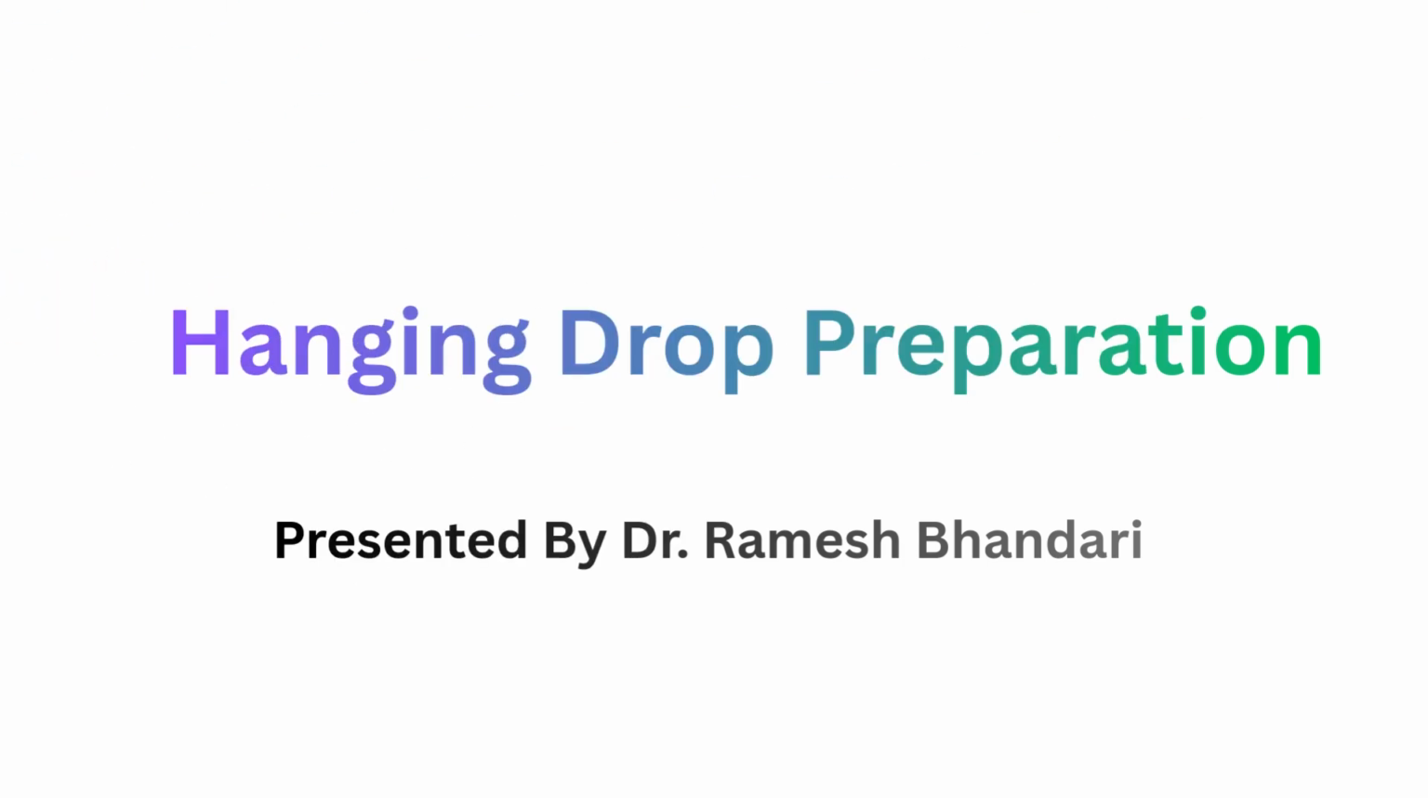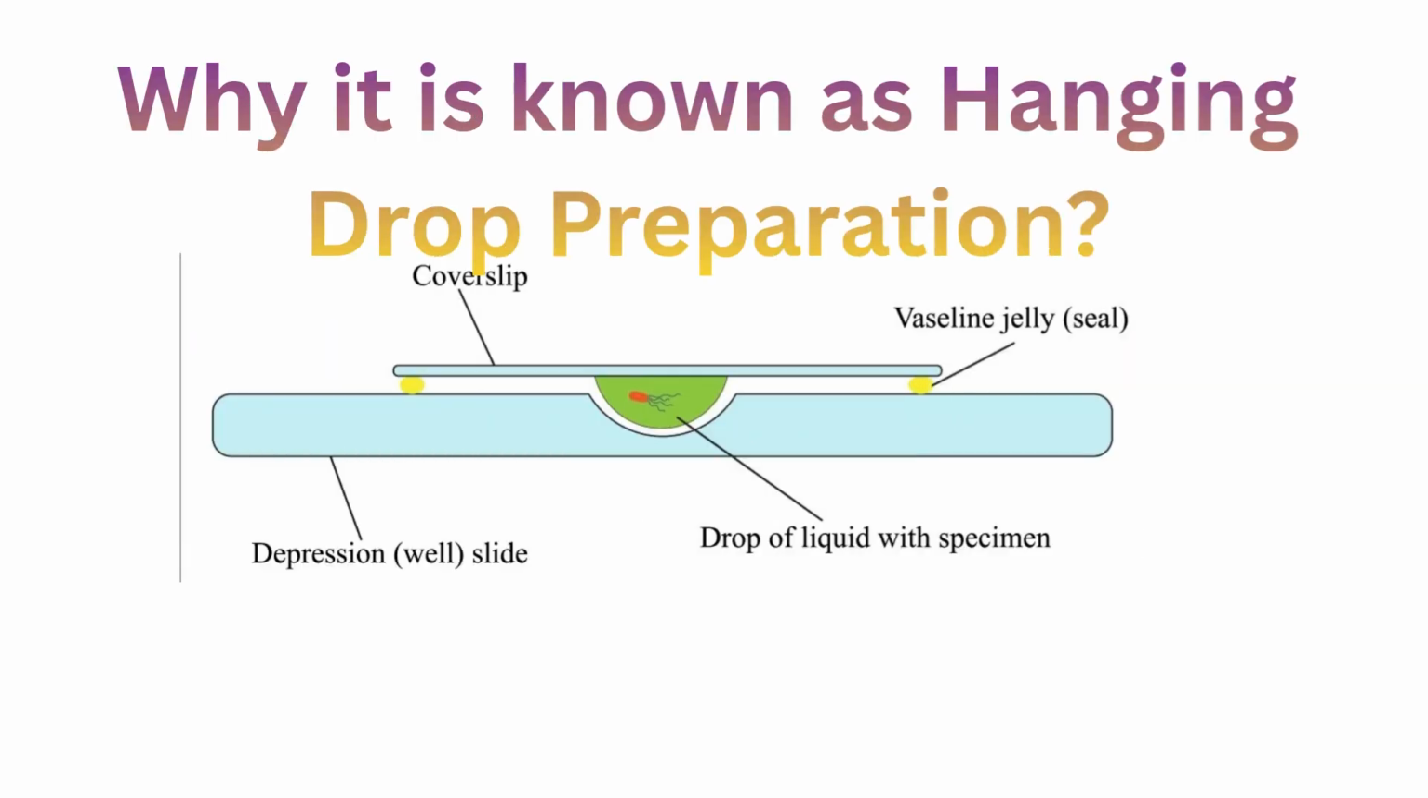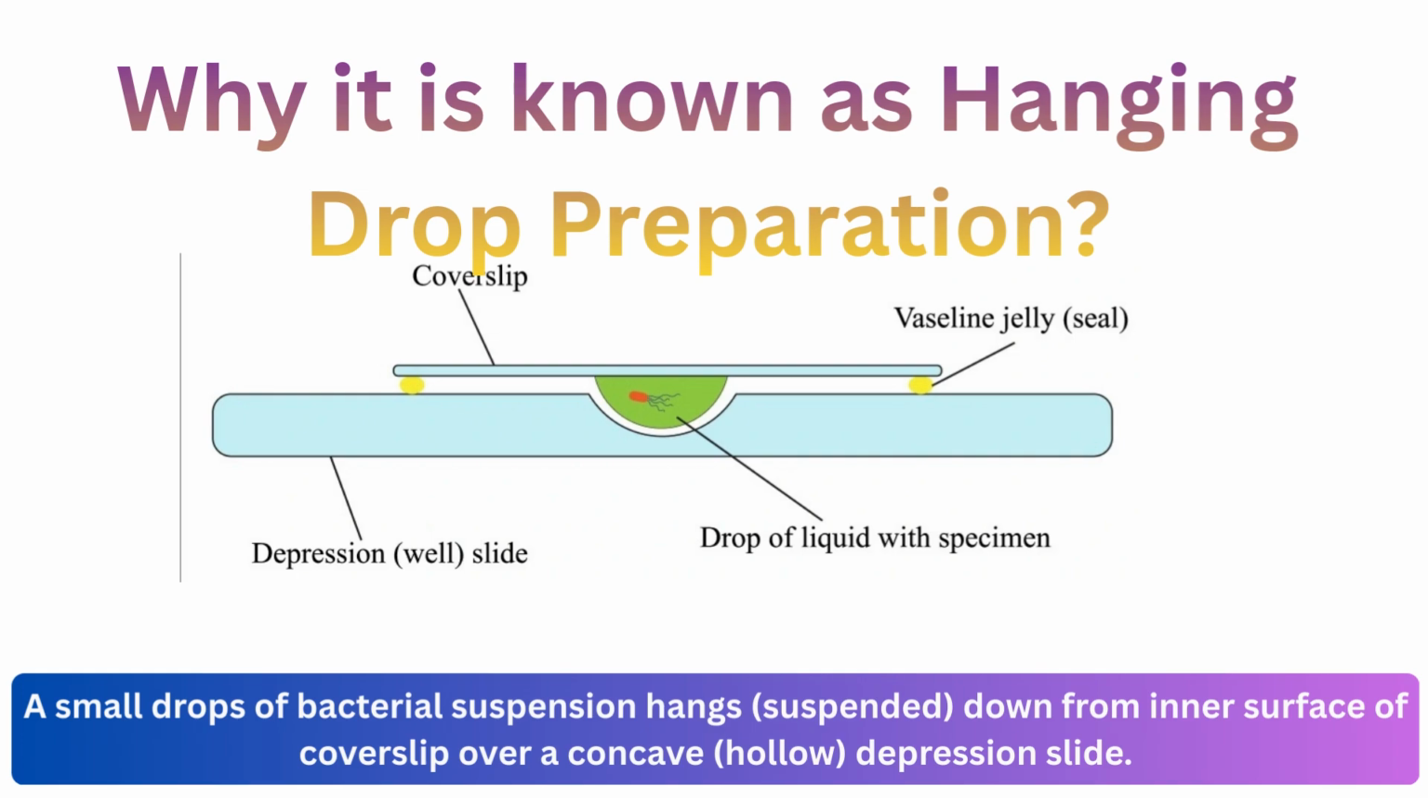In today's backquotes topic I am going to discuss and demonstrate the hanging drop preparation. You might be curious why this method is known as hanging drop preparation. This method is called hanging drop preparation because the drop of bacterial suspension hangs downwards from the inner surface of the cover slip over the concave depression of the concavity glass slide, as you can see in the given picture.